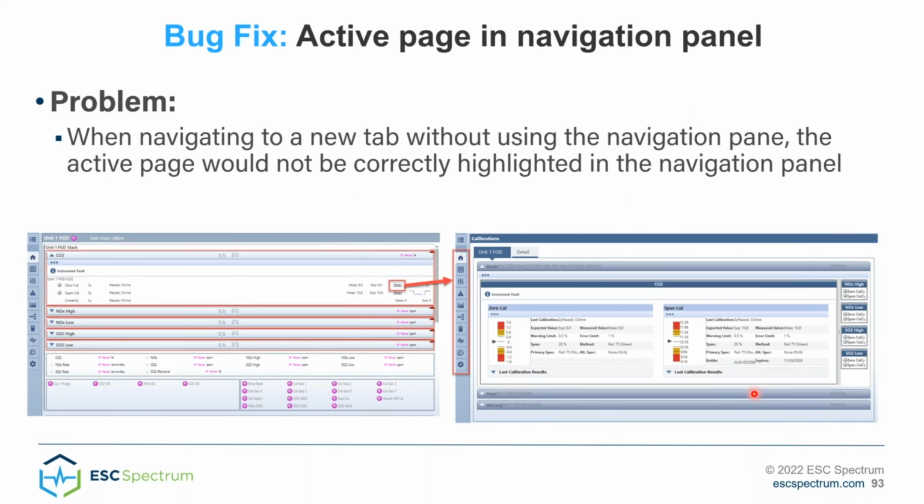There was a bug with active page sometimes, and the navigation wasn't currently selected correctly. So you can see here we're on the calibrations tab, but the home tab is still selected, so that's been fixed.